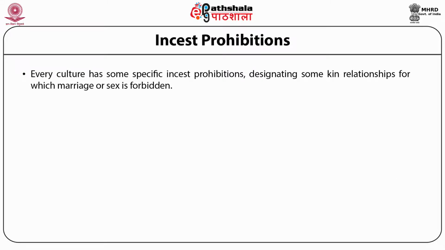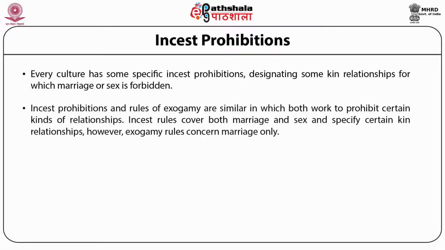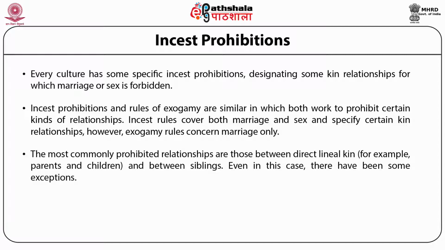Every culture has some specific incest prohibition designating some kin relationship for which marriage or sex is forbidden. Incest prohibition and rules of exogamy are similar in that both work to prohibit certain kinds of relationships. Incest rules cover both marriage and sex and specify certain kin relationships. However, exogamy rules concern marriages only. The most commonly prohibited relationships are those between direct lineal kin, for example, parent and children, and between siblings. Even in this case, there have been some exceptions.